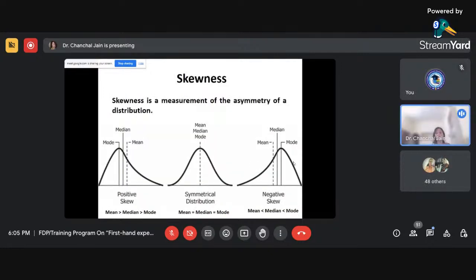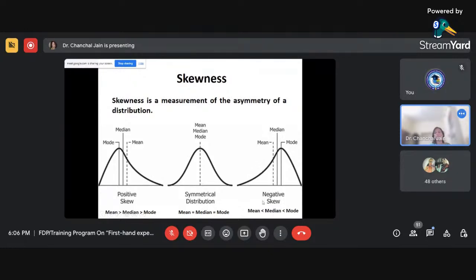Now, yesterday also, I think I have discussed this thing. I'll just give a brief recap of this. When the right tail is greater than the left tail, we call it positively skewed data. In this case, generally, mean is greater than median, and median is greater than mode. In the case of a perfectly symmetrical distribution or perfectly normally distributed data, mean, median, and mode would all be equal.